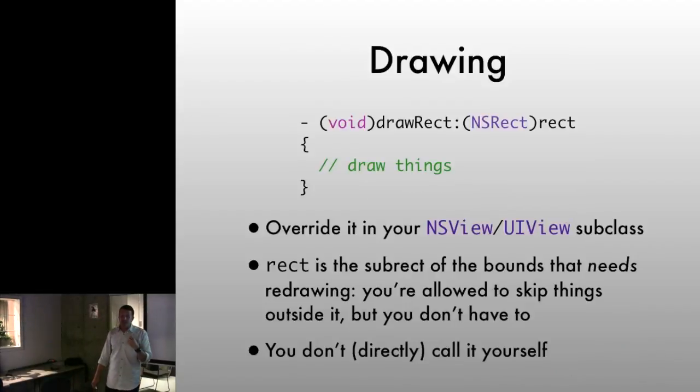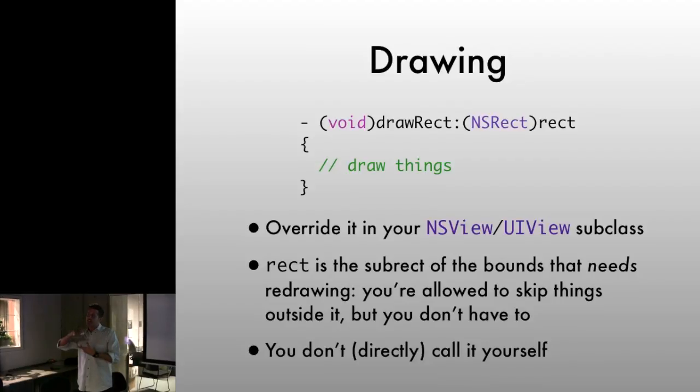Drawing. If you have custom drawing that you need to do, you do it in an overridden method in your views. It's in either your NSView or your UIView. When you subclass them, you override drawRect, which is the name of the method. It doesn't return anything. It takes as input an NSRect, or a CGRect in the case of an iOS application. That rectangle specifies what needs to be redrawn at that time.